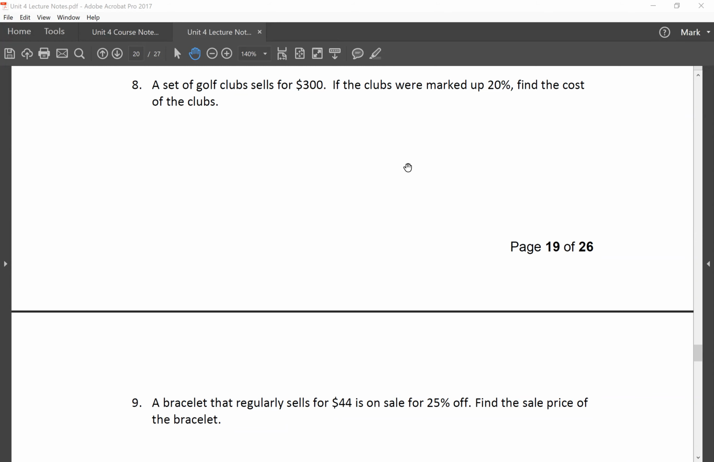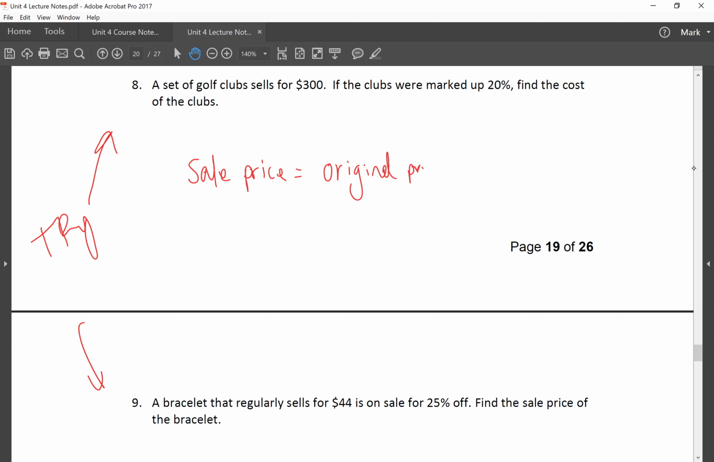Let me write the formulas. And I want you guys to try 8 and 9. And then we're done. And the formulas, this might help you guys with the questions: the sale price is equal to the original price minus the discount.